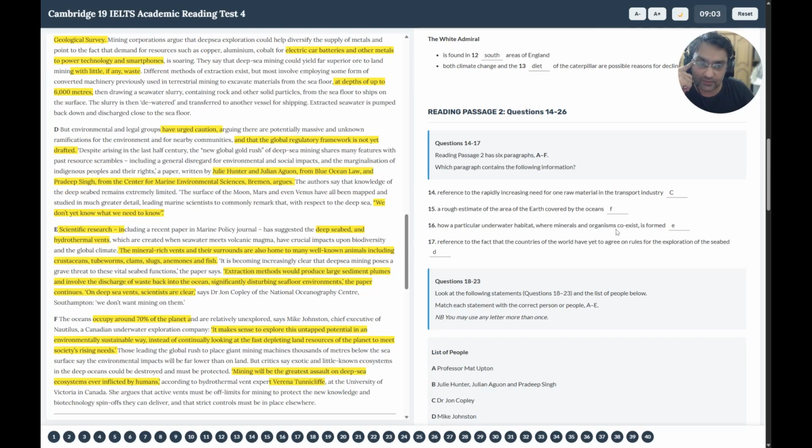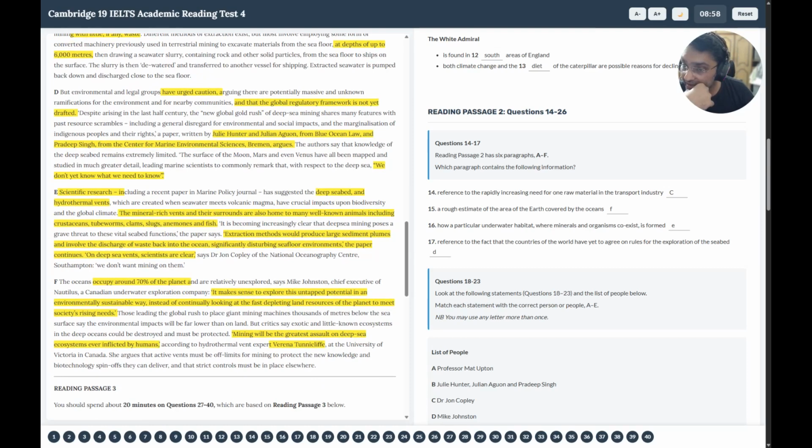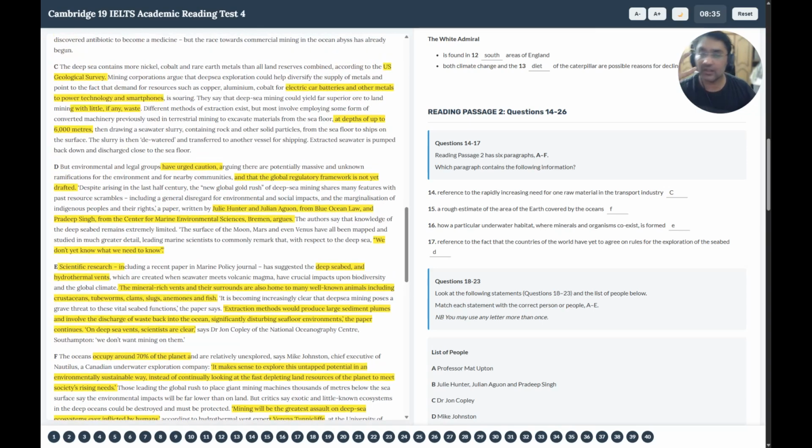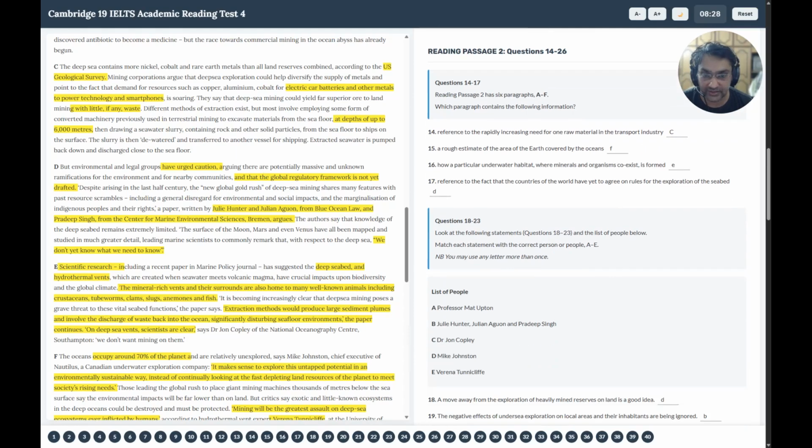How a particular underwater habitat where minerals and organisms coexist is formed. How is it formed? Which are created? Deep seabed and vents are created, and they show in the next few lines how they are created. Seawater meets volcanic magma, and then they have minerals, rich in minerals, and home to many well-known species. So it's shown the process. E, a reference to the fact that countries of the world have yet to agree. What to agree when countries agree and governments talk to each other? It's more of a regulatory framework. So yeah, it is D.